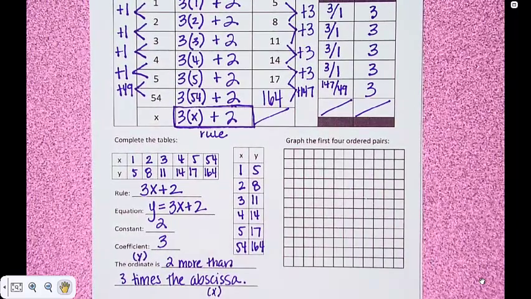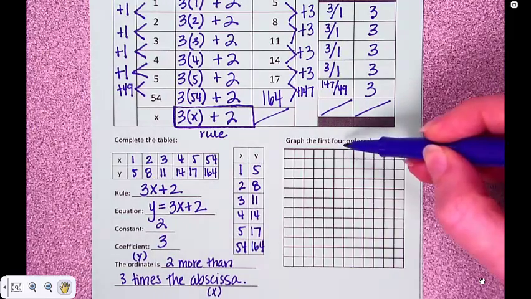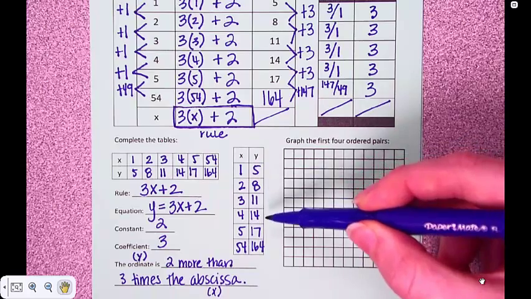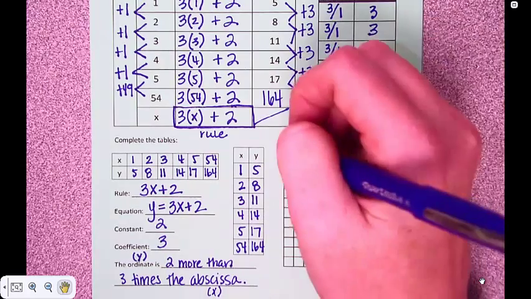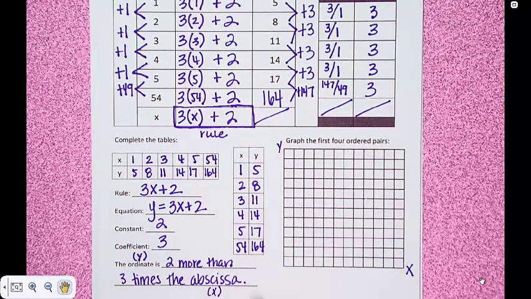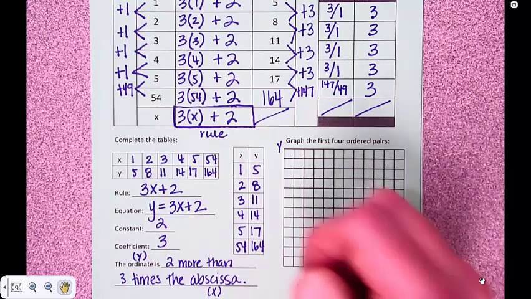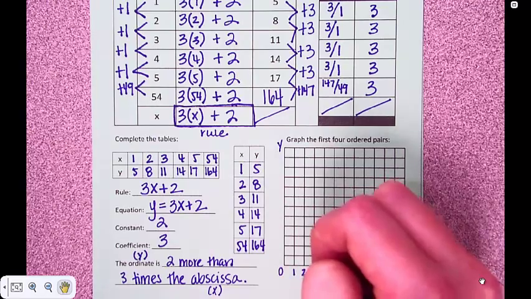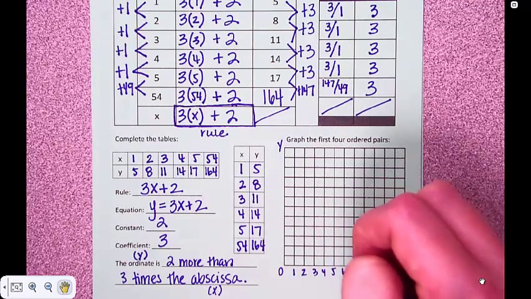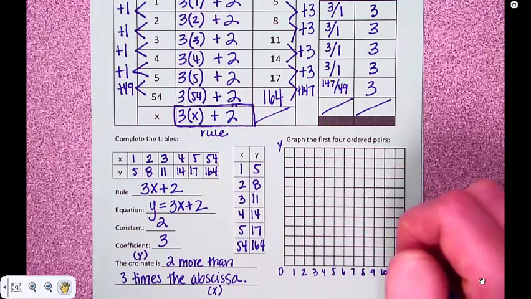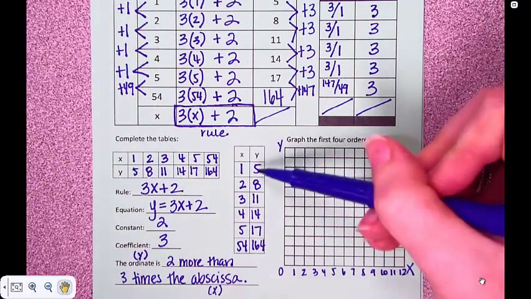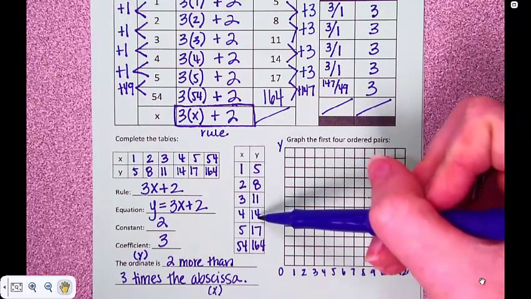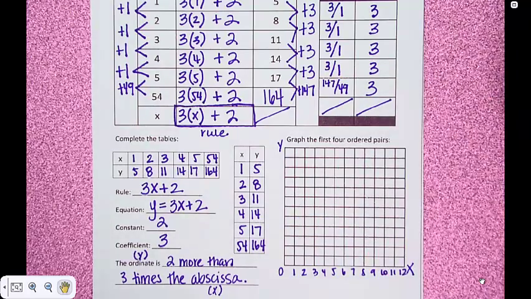And last but not least, we're going to graph our ordered pairs. This tells us to graph the first 4, so we're going to graph 1 through 4 out of our table. To do that, we need to label our axes on our graph, and we need to do our scale. I'm going to go by ones here. And then on my y's, my values go up kind of fast, so in order for it to get 14 on my graph, I'm going to change that scale to be by 2's.